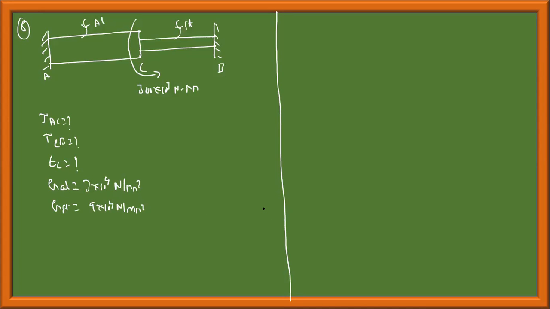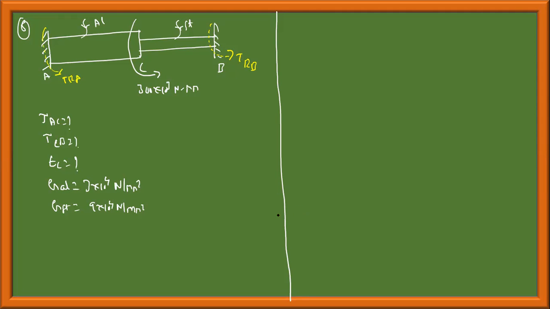How do we go ahead? As usual, I will assume reaction torque. I will assume the reaction torque as usual counterclockwise. Since this is the reaction torque, I will assume this as TRB, and also at this end I will assume this as TRA.